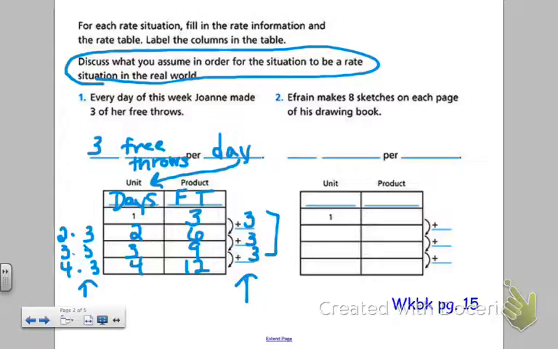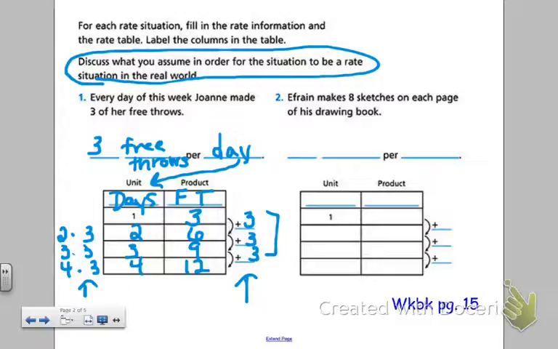I'm also thinking she must be stopping after she gets to 3. Have you ever done that where you practice and practice until you get to a certain number and then you can stop? So I'm kind of assuming she's stopping at 3. Otherwise she could have kept going and maybe she could have had 10 free throws per day. But I'm going to assume that she's stopping at 3. So this is a situation that you can relate to real life, but you also have to think, is this something that really could happen, and what are we going to assume about that?